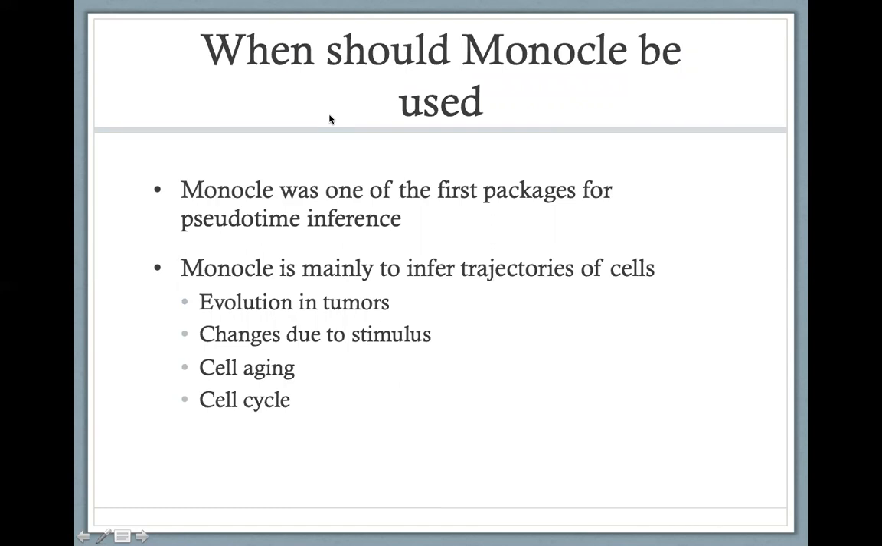So next, when should we be using Monocle? It's one of the first packages to do pseudotime inference. So this would be inferring the trajectories of cells. So just to give a few examples, tumors may have a trajectory where you have a progenitor cell followed by multiple cells that have evolved from that cell. You can also see trajectories in cells due to a stimulus. So maybe you've treated these cells with a chemical and at every 24 hours, you're measuring the cells and you can get some sort of trajectory from that. Some other areas are cell aging and also cell cycle.